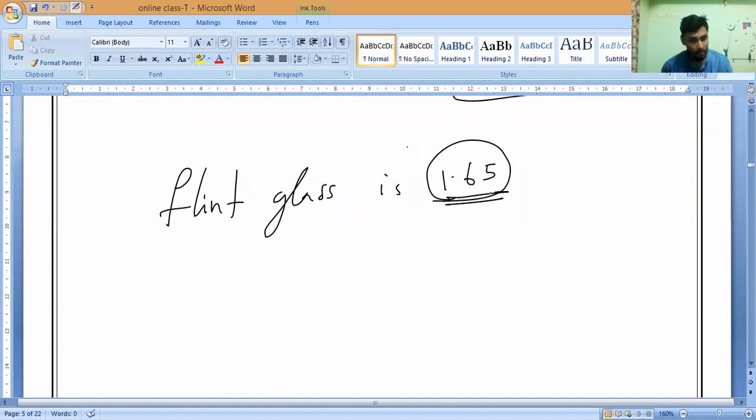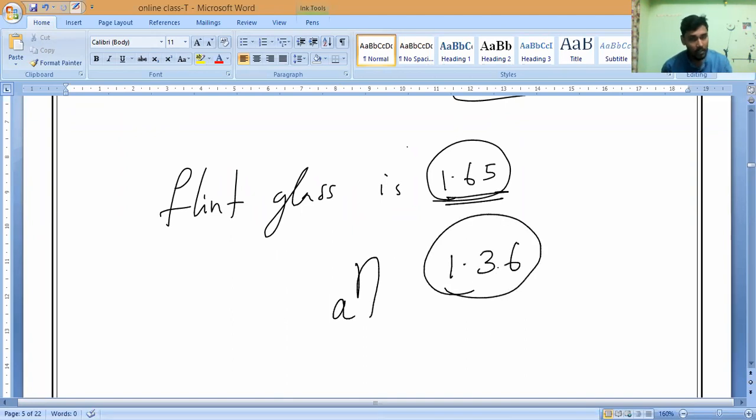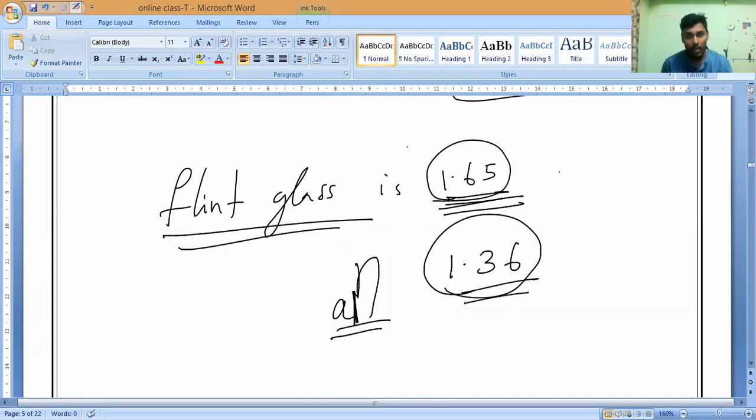So flint glass is 1.65, and the refractive index of alcohol is 1.36. Let me finish the question. I am not asking that question yet. Flint glass refractive index is 1.65. Now, the refractive index of alcohol is 1.36. This is my question. Okay, guys? Can you answer, are these values absolute or relative refractive index? This is the absolute refractive index.